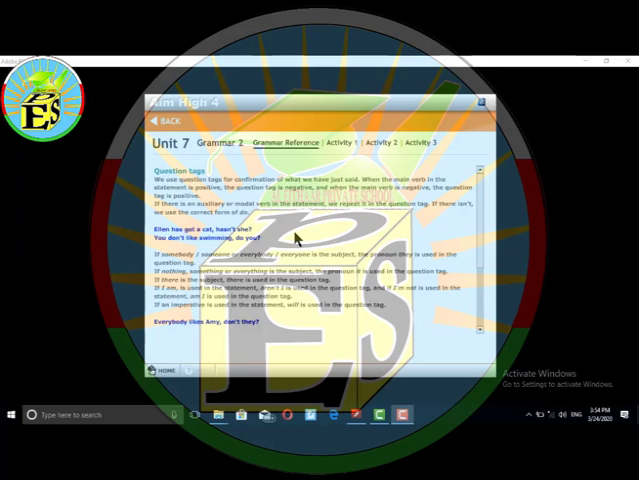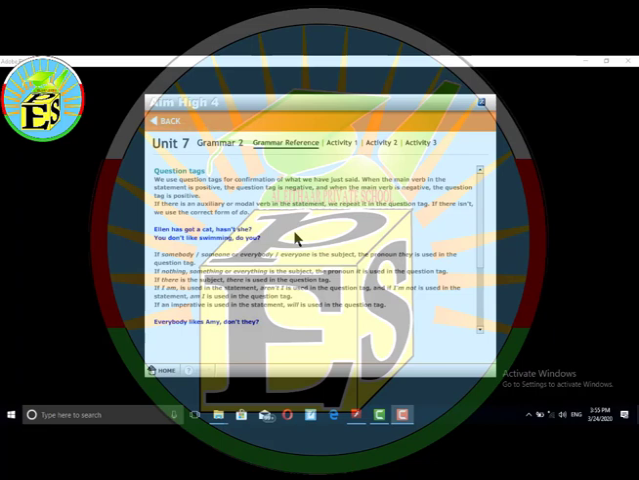When the main verb in the statement is positive, the question tag is negative. And when the main verb is negative, the question tag is positive. If there is an auxiliary or modal verb in the statement, we repeat it in the question tag. If there isn't, we use the correct form of do.